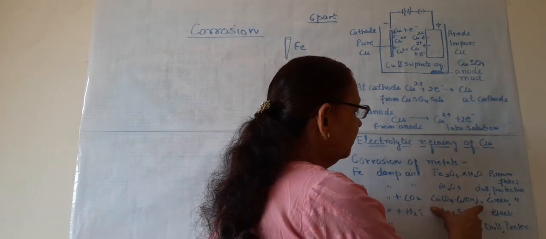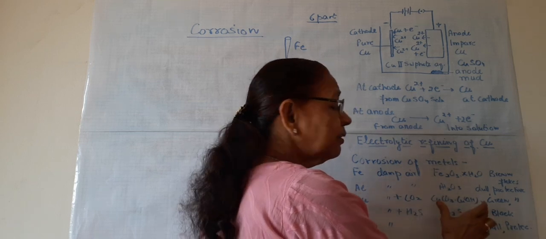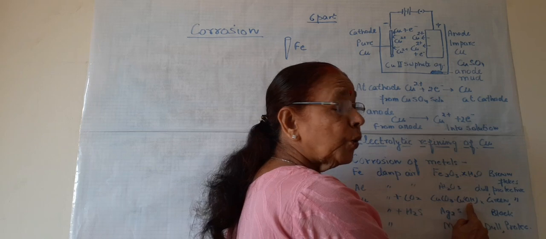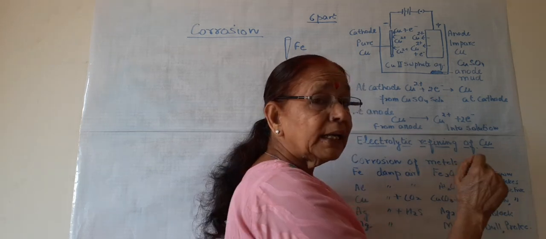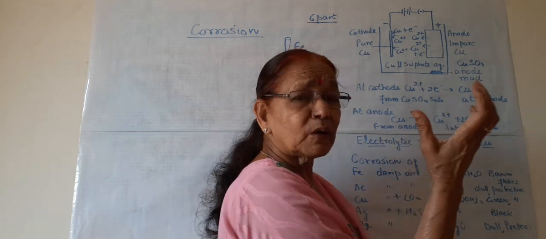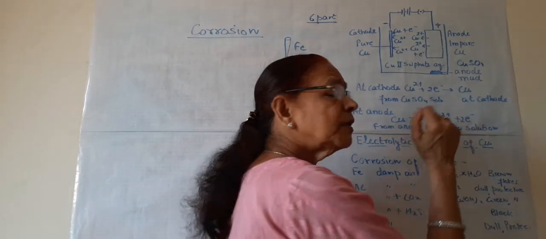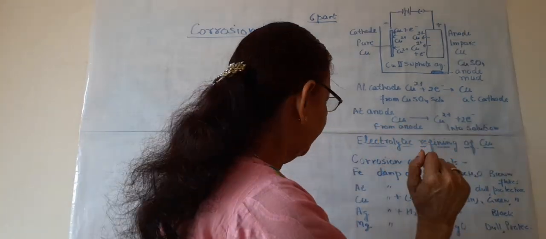So the corrosion formed on the copper is CuCO3·Cu(OH)2. It is a green covering. You must have seen the copper utensils which are green in color, and it is also a protective covering.